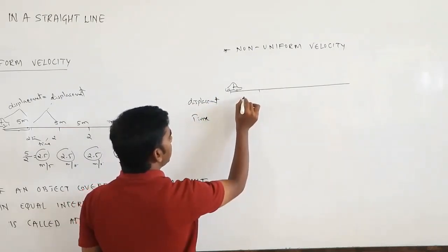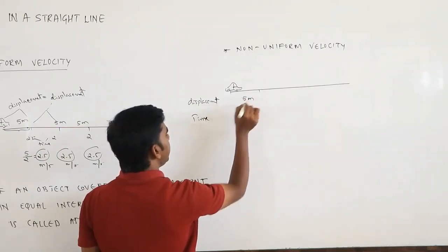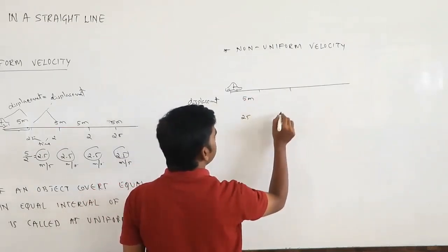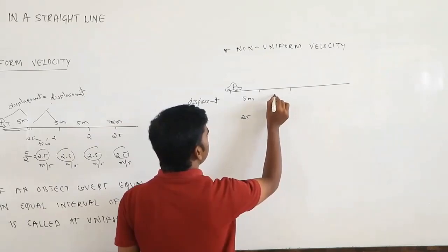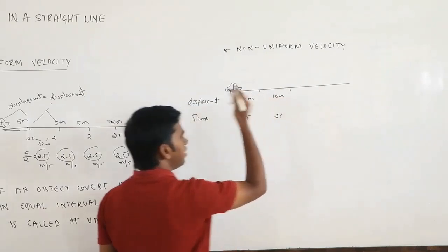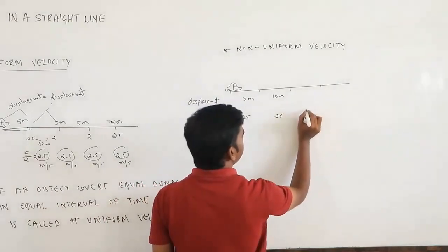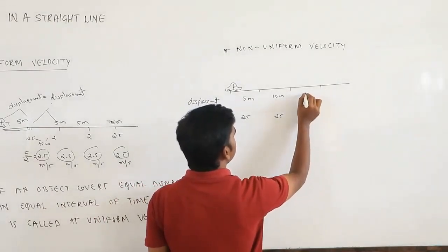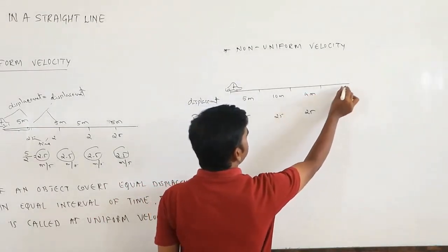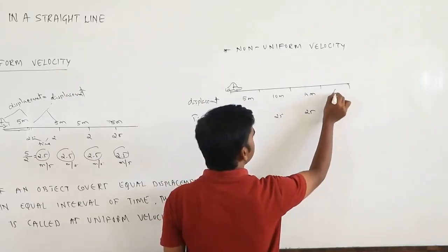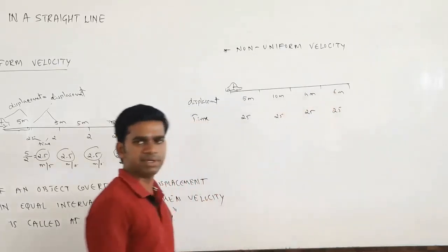So displacement was what? Displacement was obviously 5 meter. Again after 2 seconds they will check. Displacement was suddenly 10 meter. So again they will check after 2 seconds. So displacement was 4 meter. Again they will check after 2 seconds. Displacement was 6 meters. So it was very big.